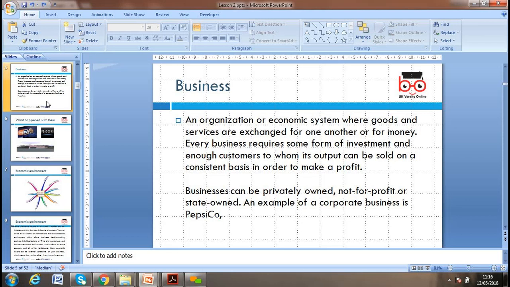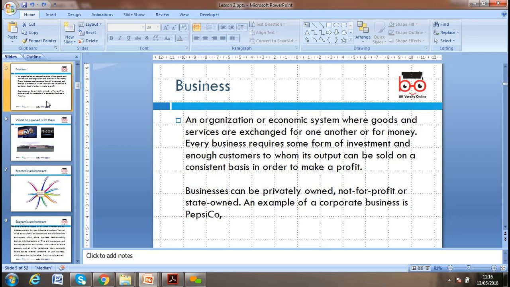In the past, we used to have a barter system where goods and services were exchanged for goods and services, but now, of course, money is more acceptable: we give money and we can get the goods. So every business requires some form of investment and enough customers to whom output can be sold on a consistent basis in order to make a profit.